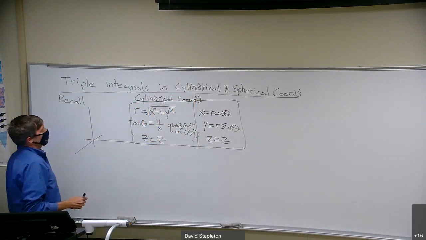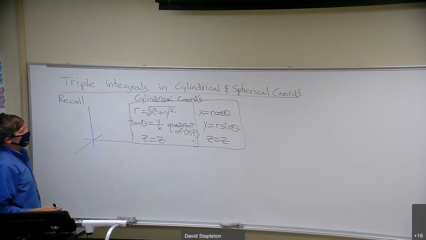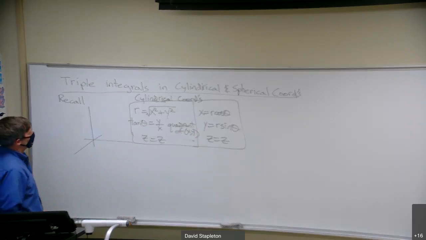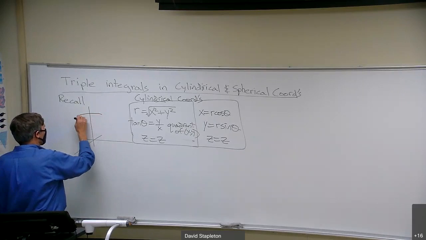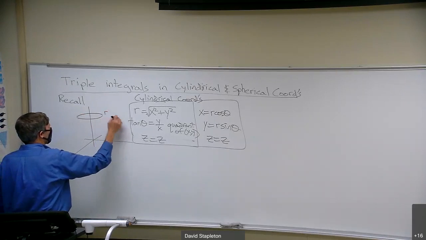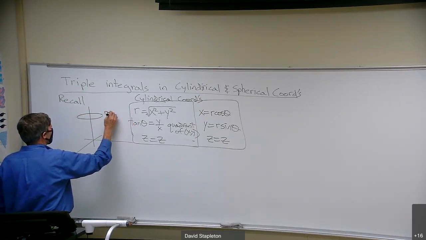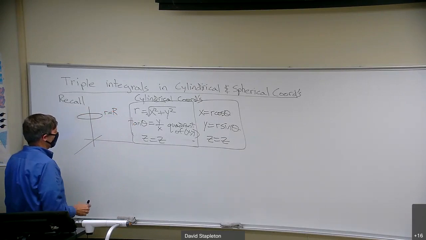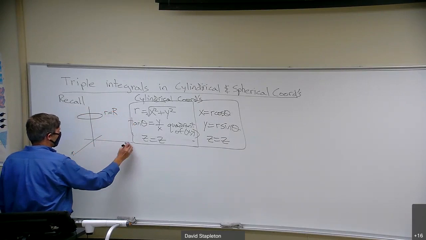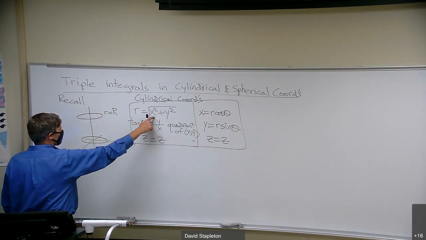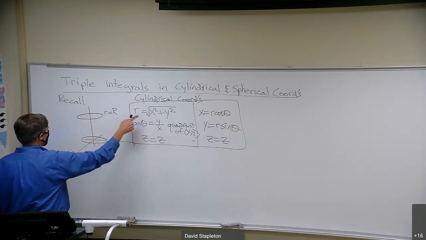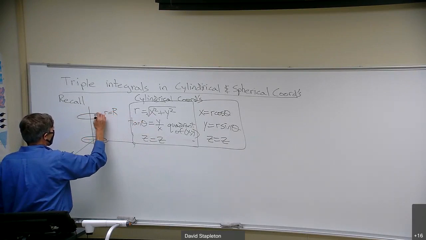One of the reasons they're called cylindrical coordinates is that things with a cylindrical symmetry have an easy equation, right? For instance, if you put the equation r, the radial coordinate, equals some fixed number R, what do you get in the xy plane? You get a circle of radius R, right? It's all points at a distance R from the origin. And then since z is arbitrary.